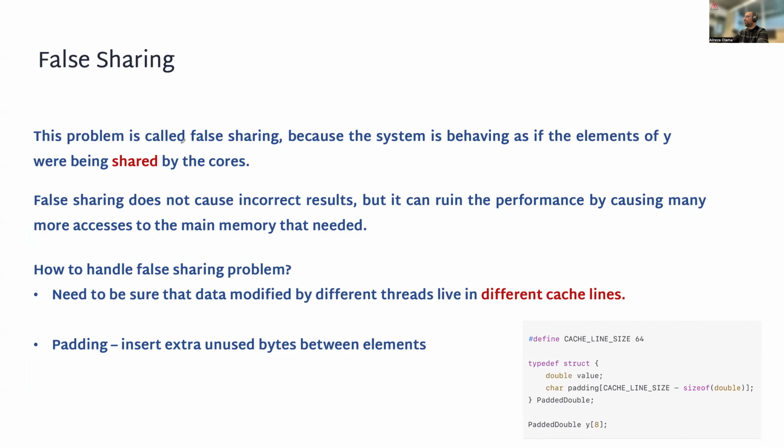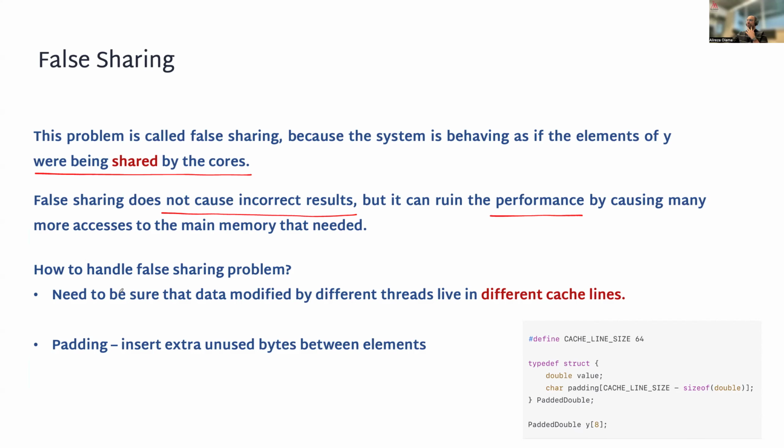And it is called false sharing because the system is behaving as if the elements of Y were being shared by cores, but it's not like that. And it is important to note that false sharing does not cause incorrect results, because the results are going to be correct because of the cache coherence protocol, but it ruins the performance. So you lose your performance.